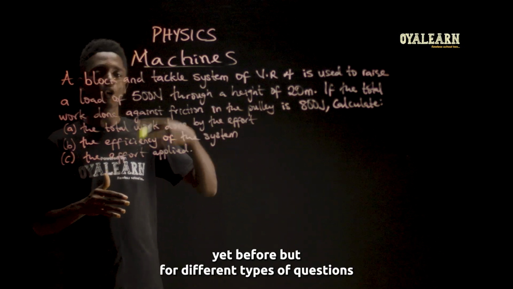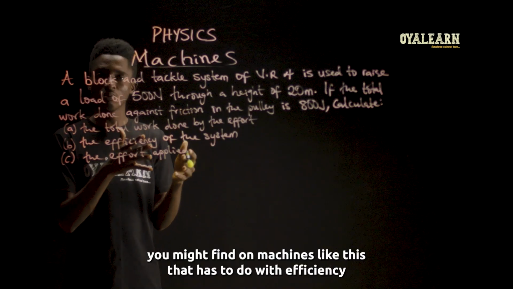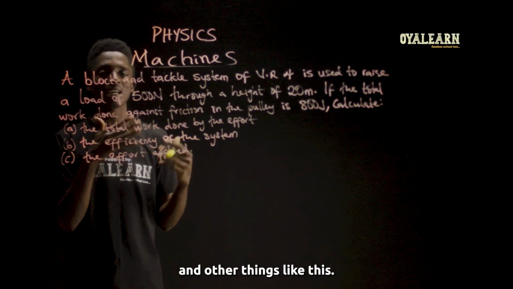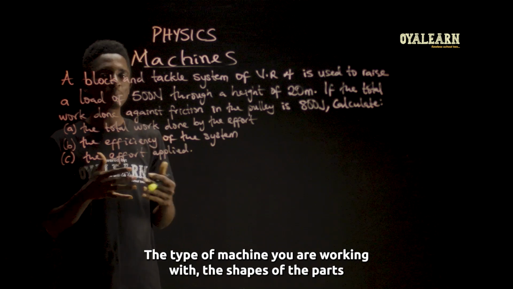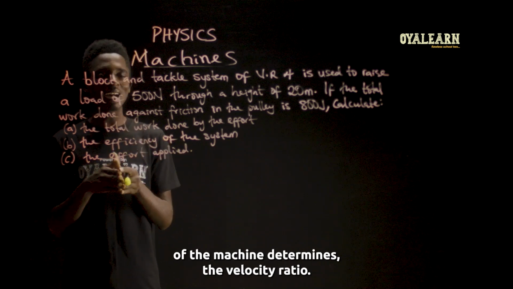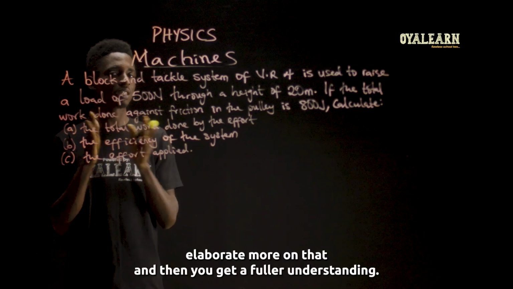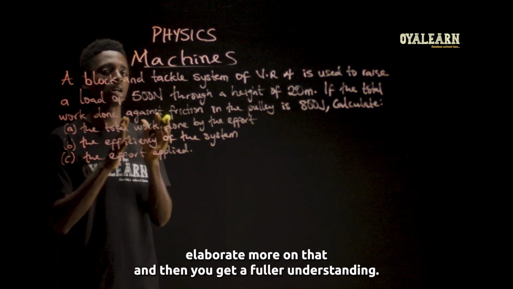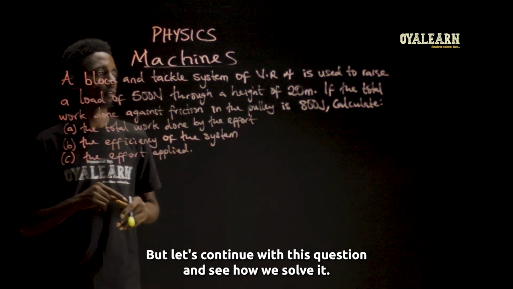But for different types of questions you might find on machines like this that has to do with efficiency and other things like this, the type of machine you're working with, the shapes of the parts of the machine determines the velocity ratio. So when we get there, I will elaborate more on that and then you get a fuller understanding. But let's continue with this question and see how we'll solve it.